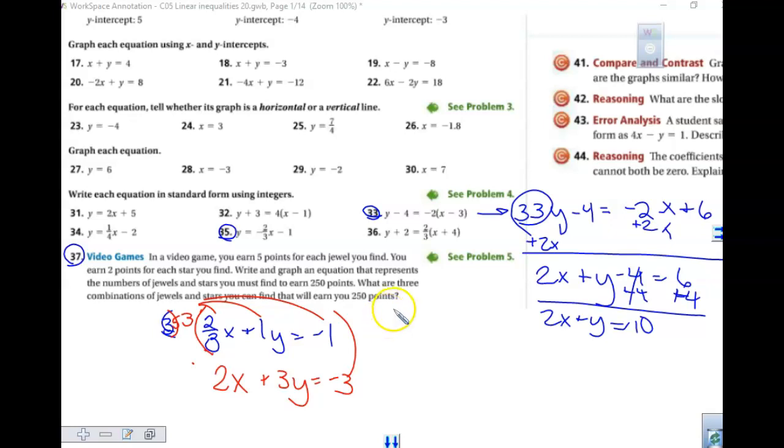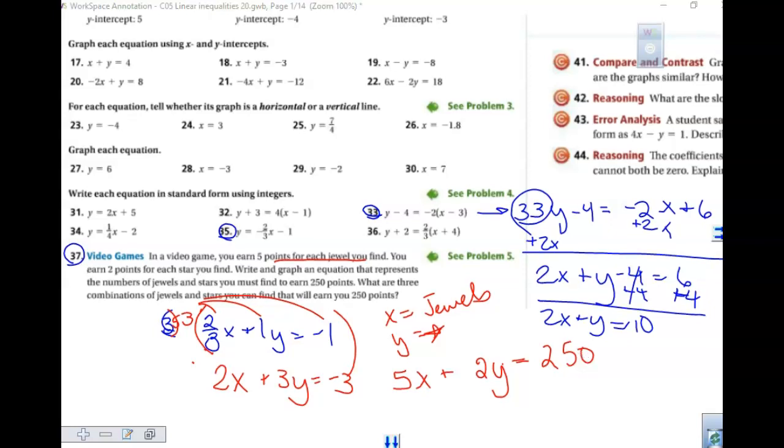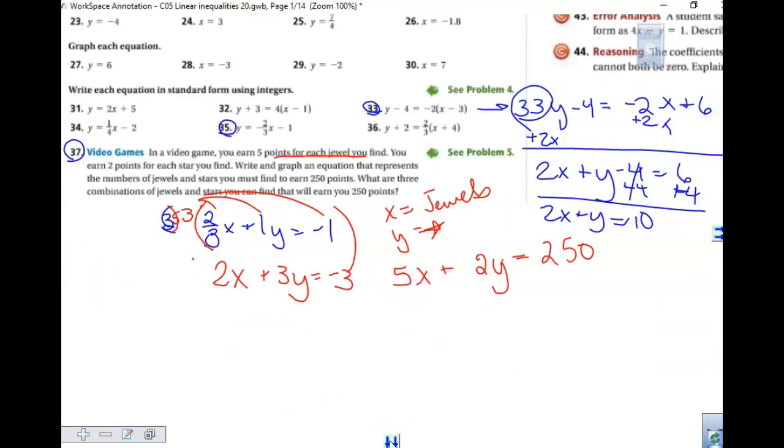So, in this case, I might say that x is going to equal my joules. And I might say that y is going to be the stars. And so 5x, standard form, plus 2y for a star, equals 250. Now when I look at this equation, when you're in standard form, could we rewrite this in slope-intercept form? Yes, but the easiest way to graph is to find your y-intercept and your x-intercept, because you really only need 2 points in order to graph this.